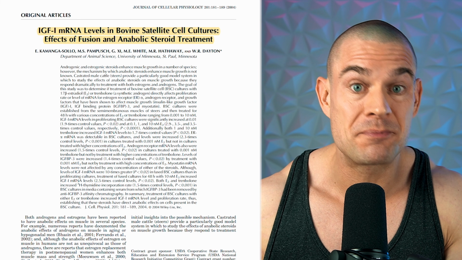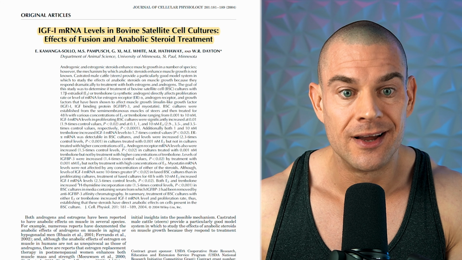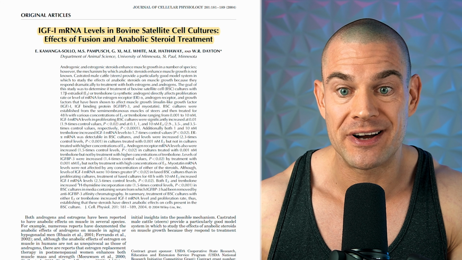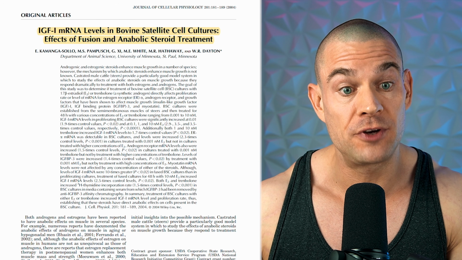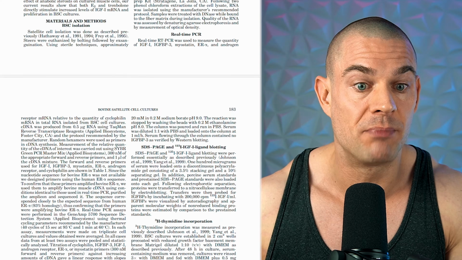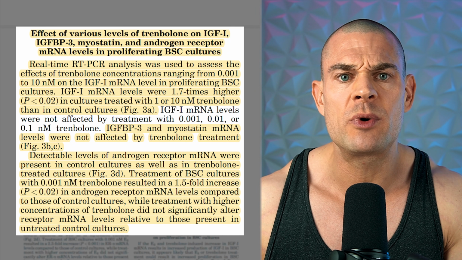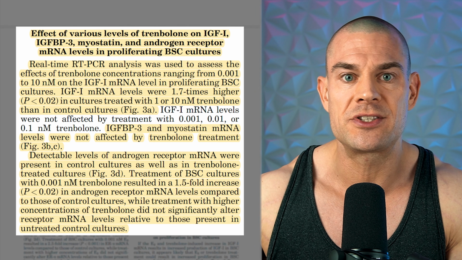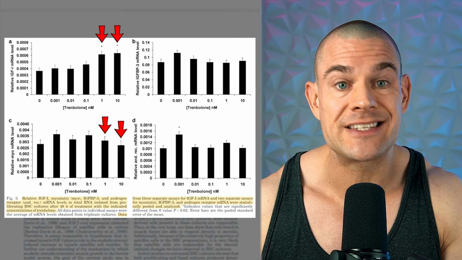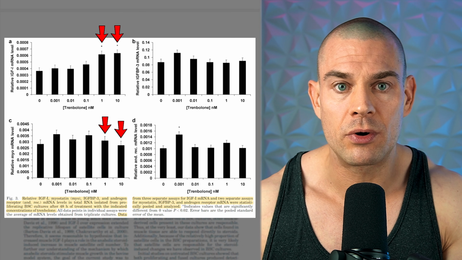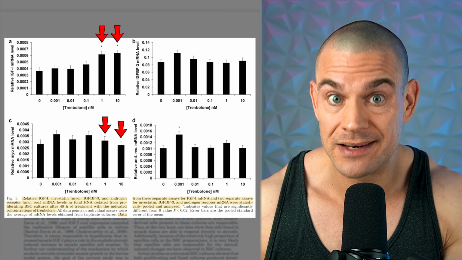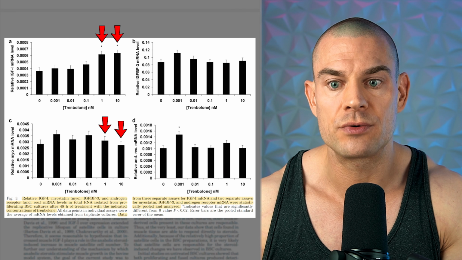Okay, moving over to the next study performed by Kamanga-Sollo et al., published in November 2004, titled IGF-1 messenger RNA levels in bovine satellite cell cultures, effects of fusion and anabolic steroid treatment. So this is an in vitro study using bovine satellite cells, which somewhat confirms the results from the previous study, an actual steer. It shows that higher Trenbolone concentrations raise IGF-1 messenger RNA levels more, so more Tren, more IGF-1, but it also results in lower myostatin messenger RNA levels, again in an in vitro study.